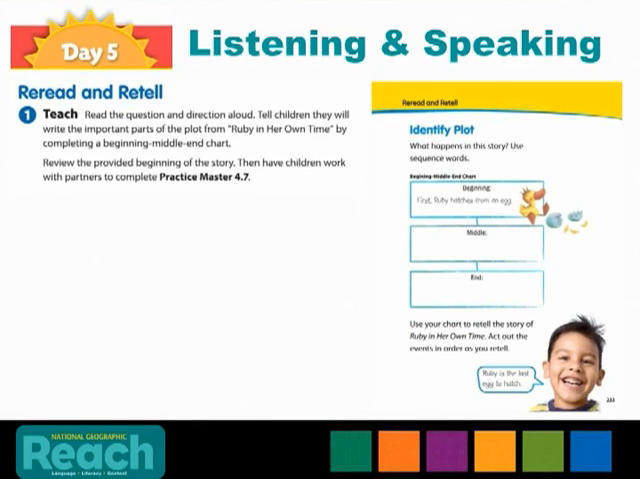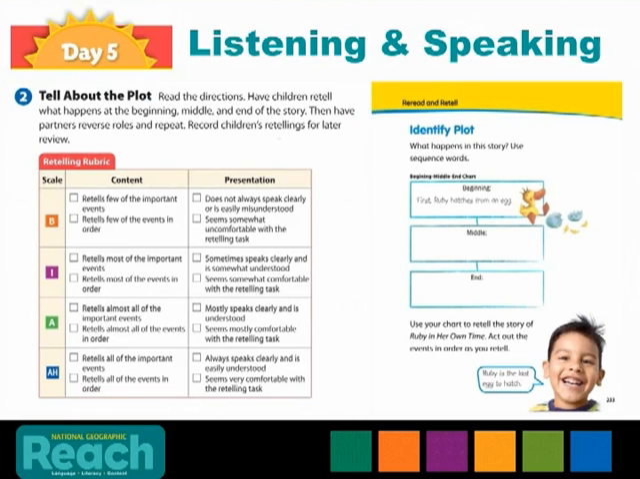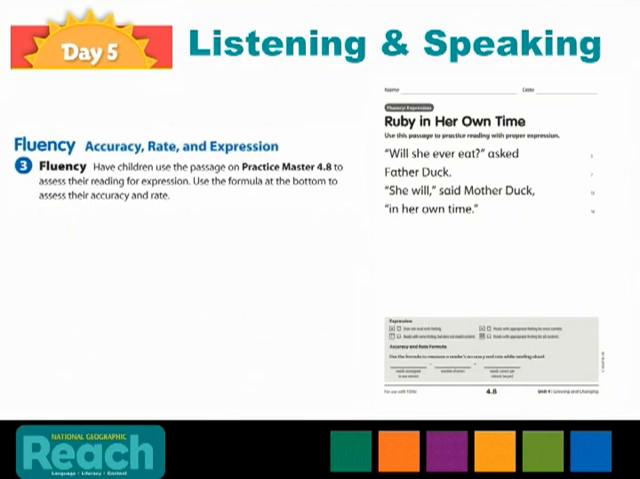Day 5 is also the first time students will be rereading and retelling the story. Each student will retell the events from the reading selection to a partner, and then they will reverse roles and repeat. As you can see here, you will use the Retelling a Story rubric to assess students' ability to retell the story. Notice that the rubric is differentiated for beginning, intermediate, advanced, and advanced high students.